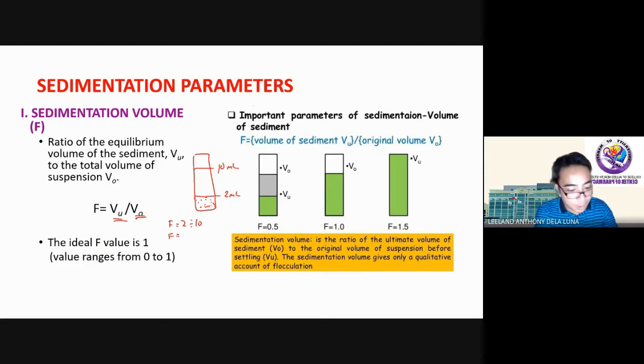So 2 divided by 10, then 0.2. So it's simply 0.2. Now, the ideal value, class, of your sedimentation volume should be 1. It's usually 1. But of course, it can be less than 1. In this case, class, it's less than 1, yung ating sedimentation volume.